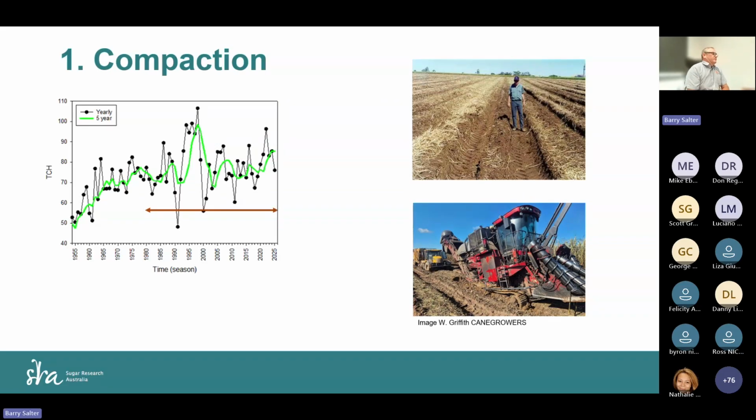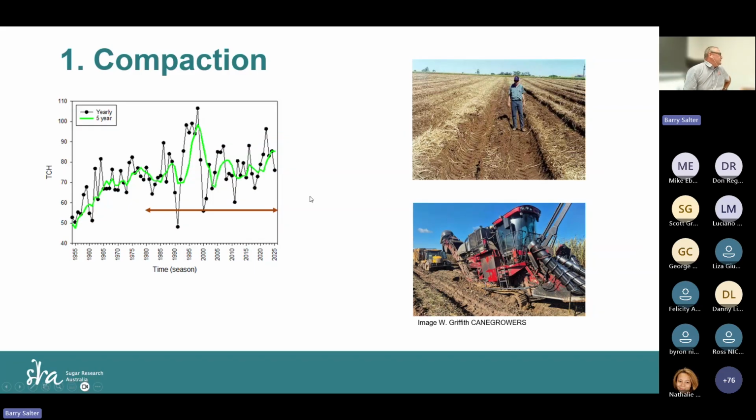So the first constraint I'm really going to touch on is compaction. These aren't really in any specific order, but I do think compaction is one of the major problems we've got. You can see there in some of those images, these are probably pretty extreme cases of compaction caused by harvesting. But certainly, compaction's happening even when you don't see these really big ruts and things that are produced when the cane's harvested when it's really wet.